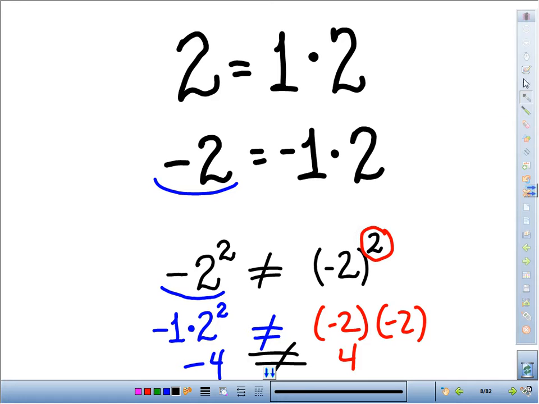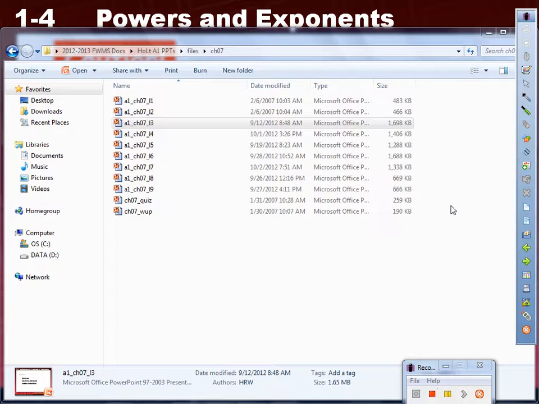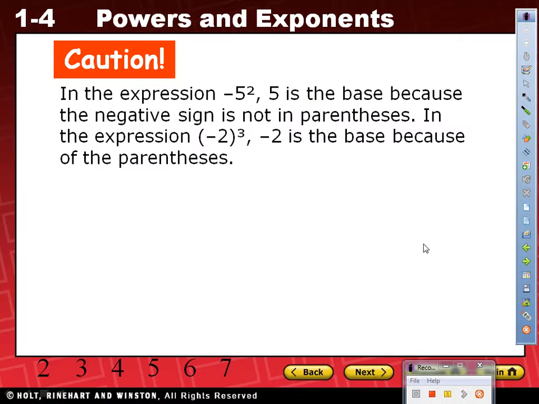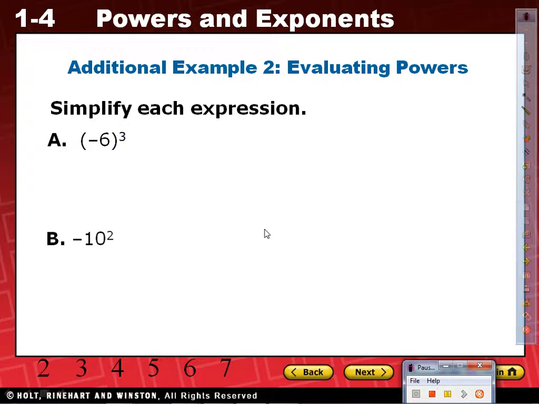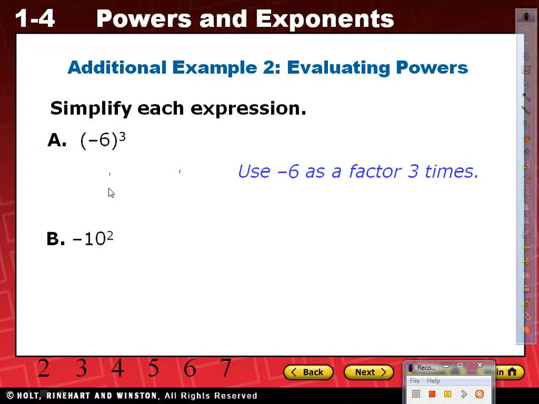All right, with that said, copy this next one down, please. Copy those, please. So let's look at A. It says, simplify each expression. So this tells me to multiply whatever's inside of the parentheses how many times itself? 3. So therefore, this could be written as negative 6 times negative 6 times negative 6. Is that correct?